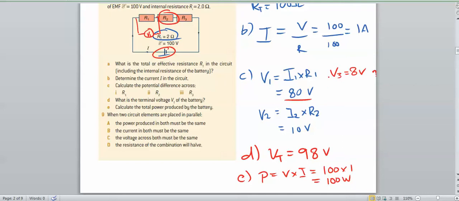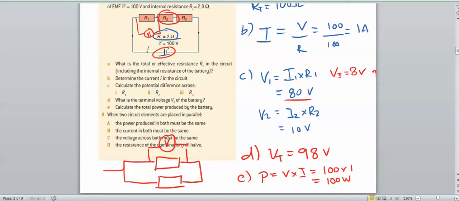Okay, so let's have a look at question 9. When two circuit elements are placed in parallel, let's try and rule these out. The power produced in both must be the same. Well, that's not technically right, because if we have two resistors, we know that the voltage across the two resistors is going to be the same. We know that this voltage is going to be equivalent to this voltage.